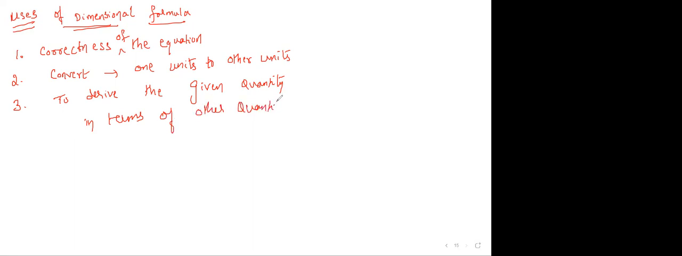So these are the three uses of the dimensional formula. We can check the correctness of the equation. We can convert from one system of units to another system of units. We can derive the equation in terms of other quantities. For example, let me take one by one. They may ask this for 5 marks, students.